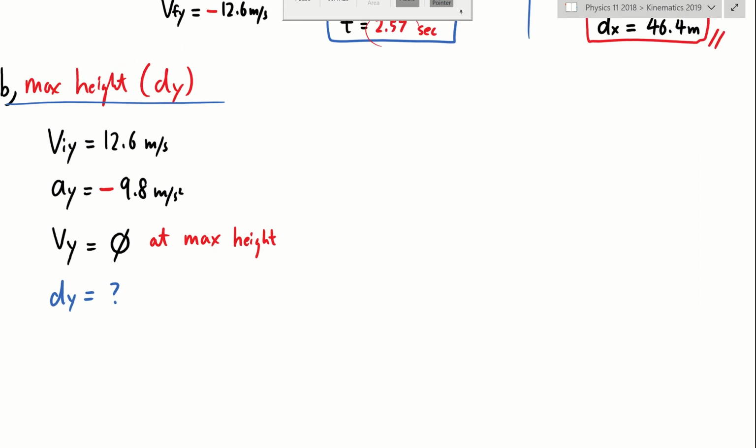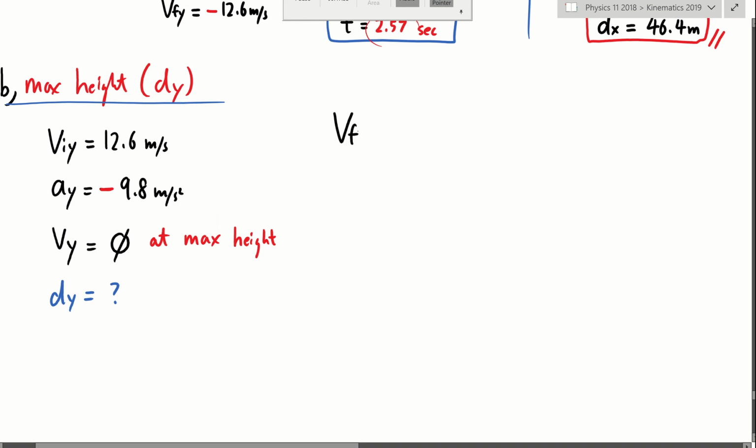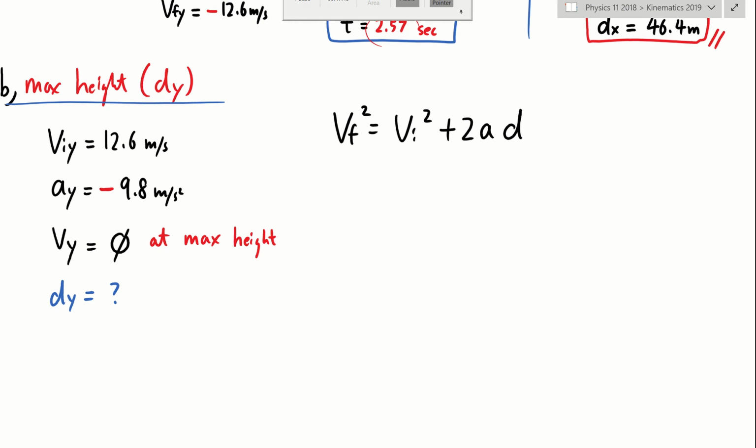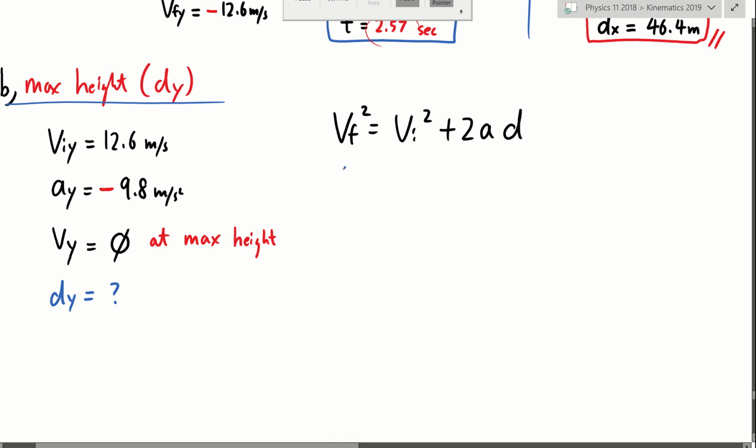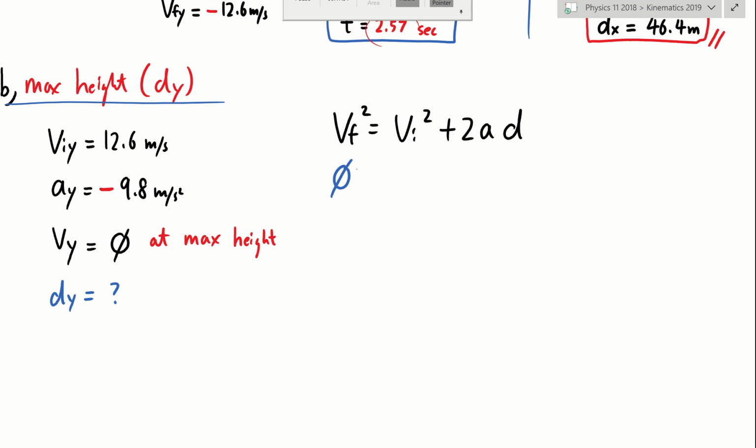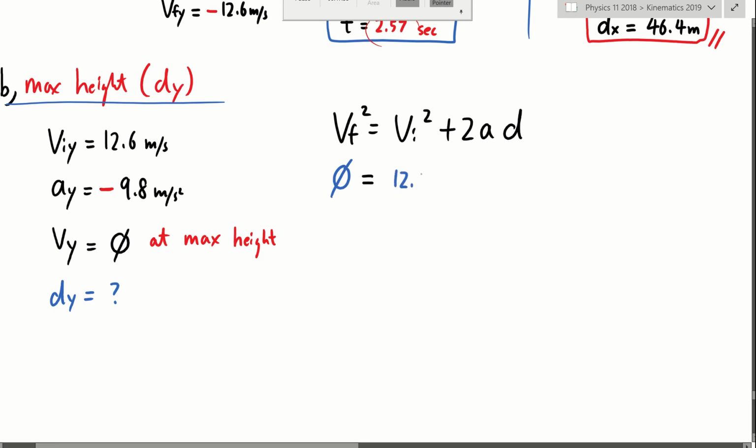So look at this equation. It's not that difficult to get dy. So the one with no time is this one, right? V final square equals V initial square plus 2ad. So this one has no time in it, which is perfect. We don't have to do an extra calculation for the time. And you just, okay, so V final is 0. Convenient. V initial is 12.6. Okay, but we're going to square it. Fine. 12.6, but make sure squaring it.